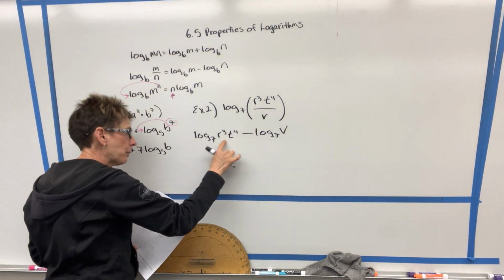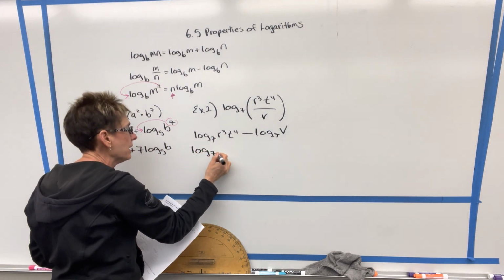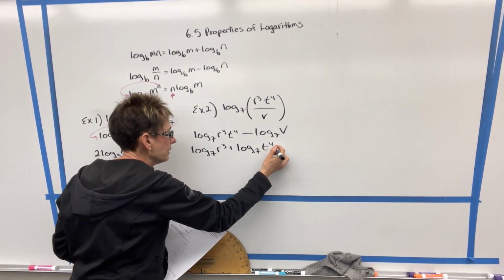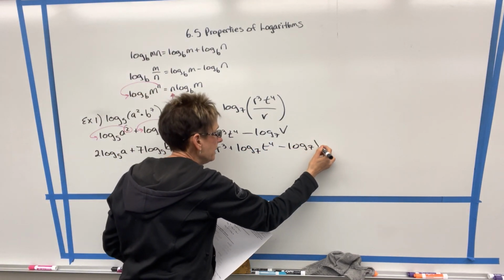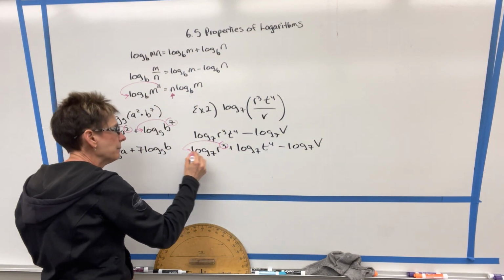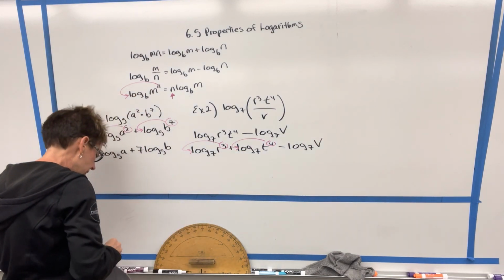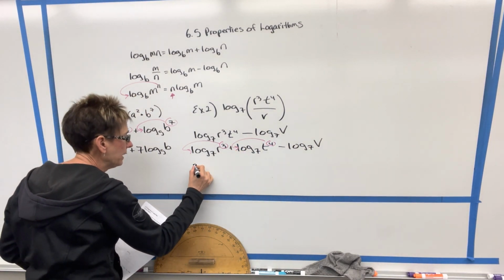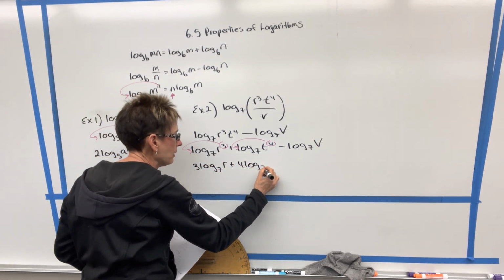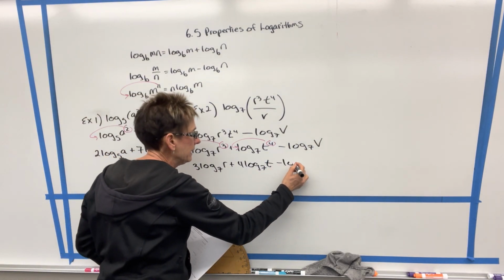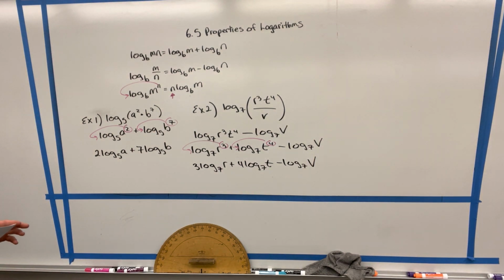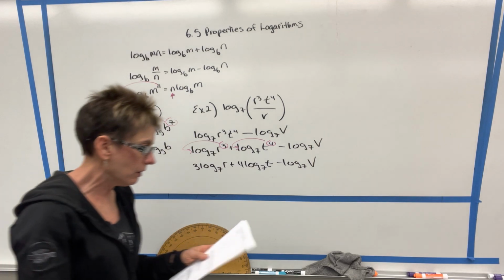Then I can see I still have a product here, so I would break those up as log base 7 of r cubed plus log base 7 of t to the 4. And then the last thing that I would do is take any of the exponents that I had and move them in front of the logs. So then I would write this as 3 times log base 7 of r plus 4 times log base 7 of t minus log base 7 of v. All right, I hope that was helpful. That is called expanding our logarithms.